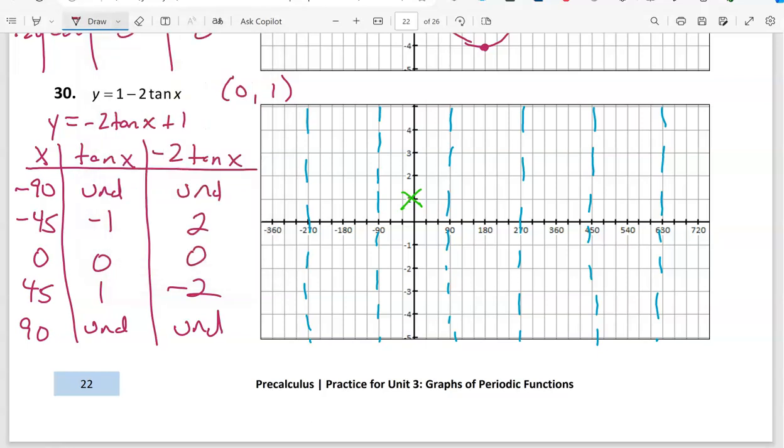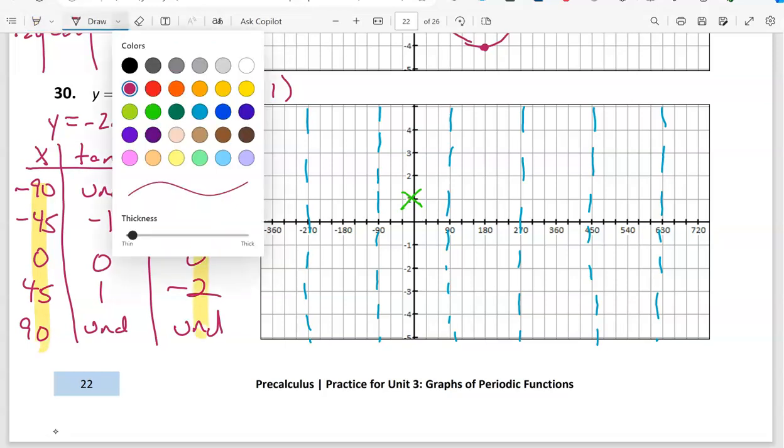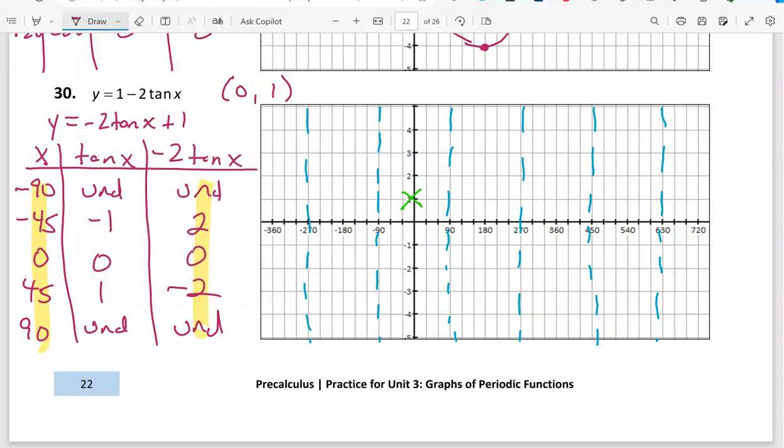So our points are, using the first and last columns from our table, we can graph those points relative to the new origin. So first point is 45 degrees to the left of the new origin and 2 up. (0, 0) is on the new origin. Next point is 45 degrees to the right and 2 down. Let's mimic those points in the following cycles.